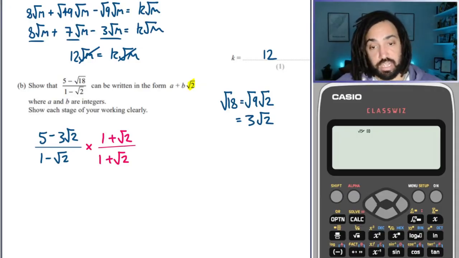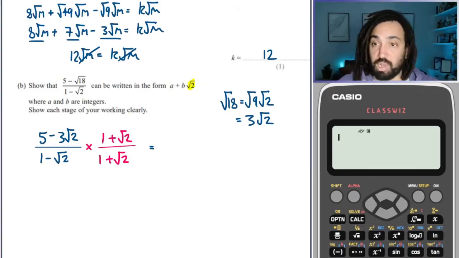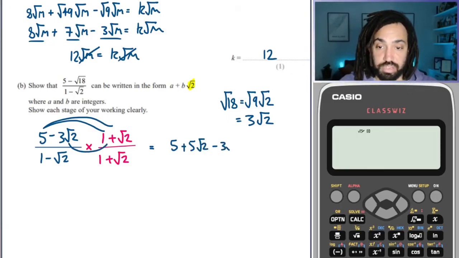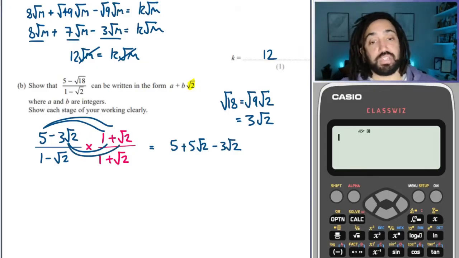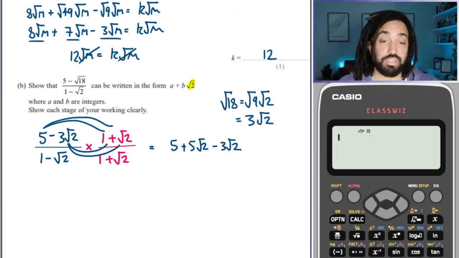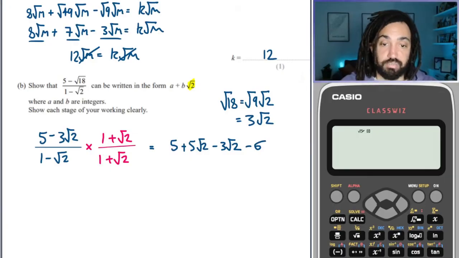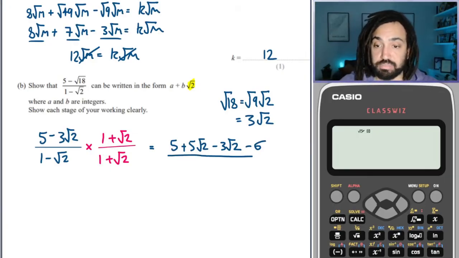Okay, so we've got to do essentially a double bracket expansion on the top and one on the bottom as well. So without it getting too messy, that's going to be 5, and that's going to be plus 5 root 2. This one down here is going to be minus 3 root 2, and then this final one here is minus 3 times root 2 times root 2 is 2, so it's minus 3 times 2, which is minus 6. Okay, lovely. And then let's look at the bottom.